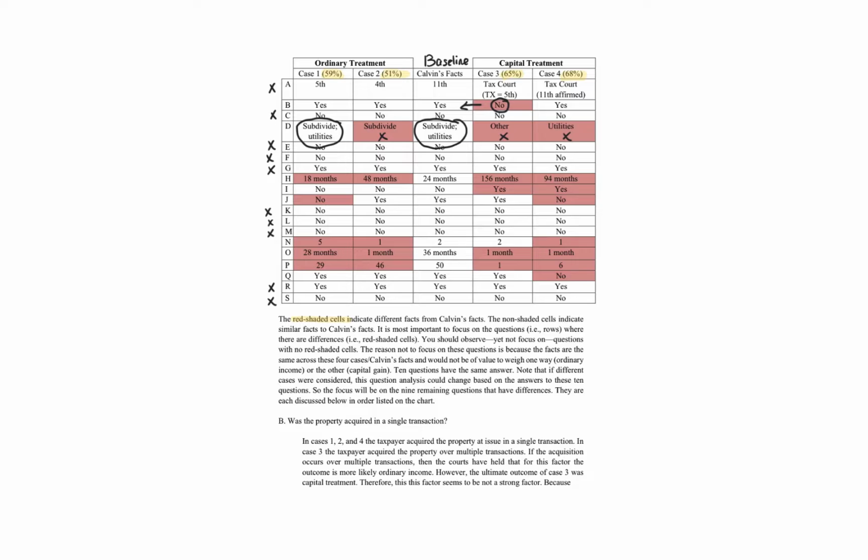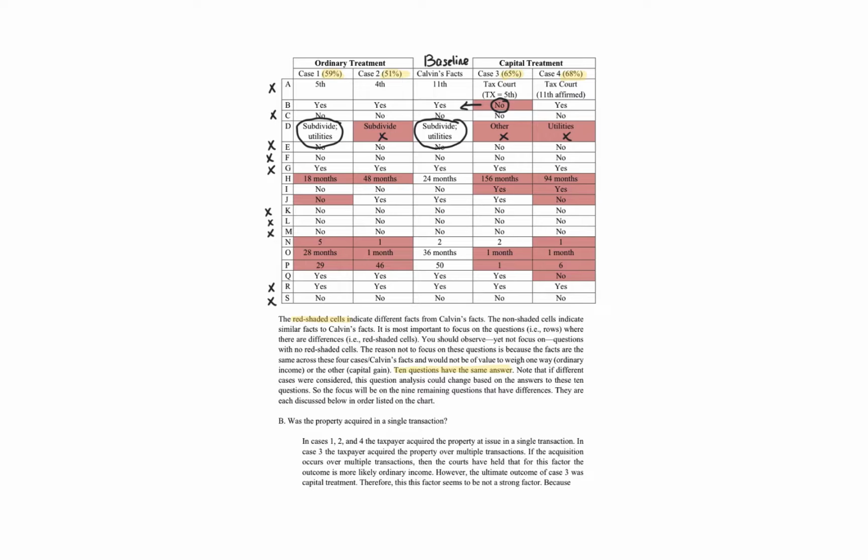You can't say, okay, case 1 and 2 have the same as Calvin's, and that's ordinary, so it seems more like Calvin should be ordinary there because case 3 and 4 are different. You can't do that because everything's the same, so there's no way to compare and contrast. So that's why we're not going to focus on those. And by the way, the non-shaded cells are the ones that are the same. So again, I X'd out questions A, C, E, F, G, K, L, M, R, and S, and that's 10 questions. 10 of them have the same answer, which I mention down here as well.